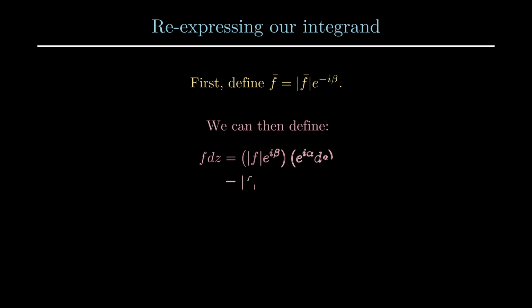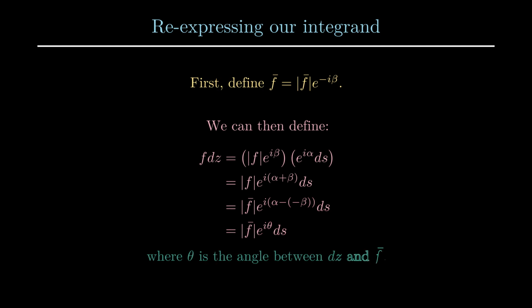So with that, let's re-express our integrand. So first define f bar as the following, the magnitude of f bar times e to the negative angle beta that we've defined before. Then we can define f bar dz as the following, and that simplifies to the magnitude of f bar times e to the i theta, which is the angle theta that we saw in the graphic, the angle between dz and f. So take a look at these equations and make sure they make sense to you.